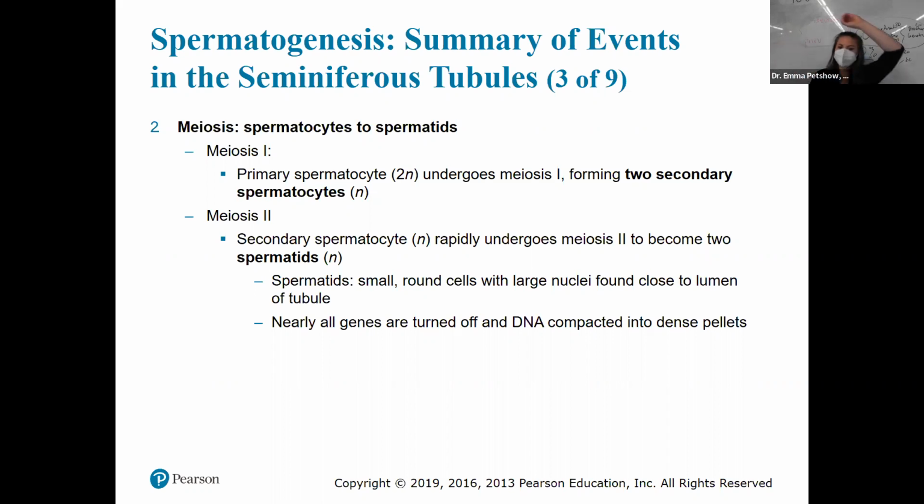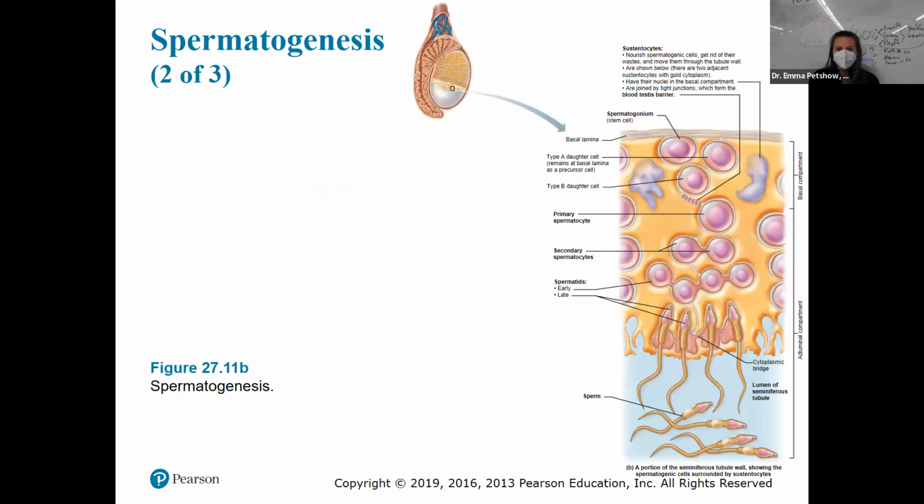Spermatids, they're small little round cells. They have a large nucleus. They're found close to the lumen of the tubule. We can see type B daughter cell, primary spermatocyte, secondary spermatocyte, spermatid. These are early spermatids versus late spermatids, which almost really look like fully developed sperm.